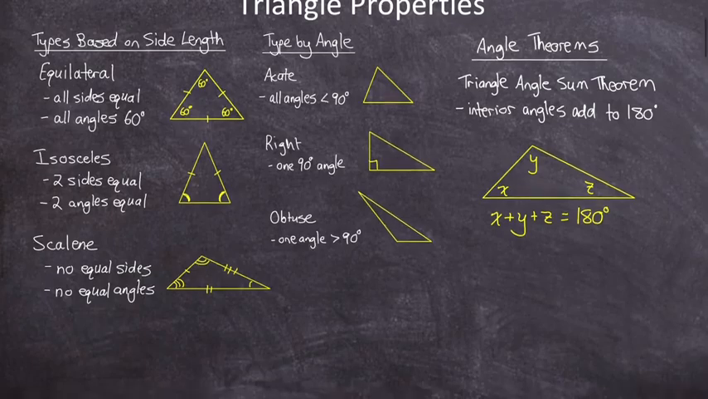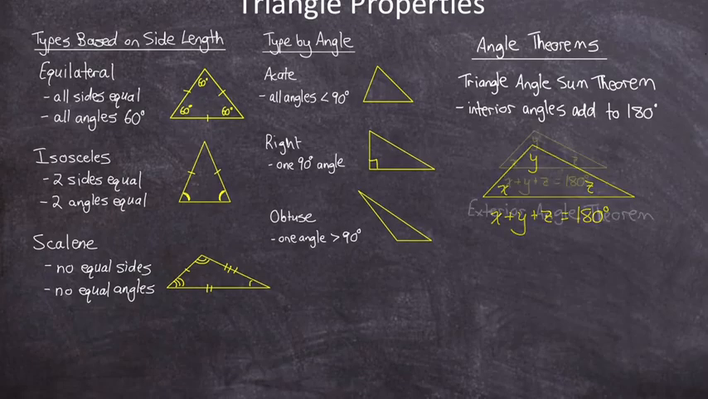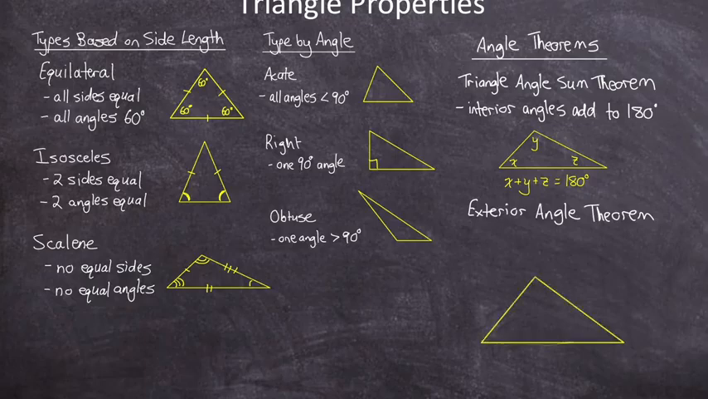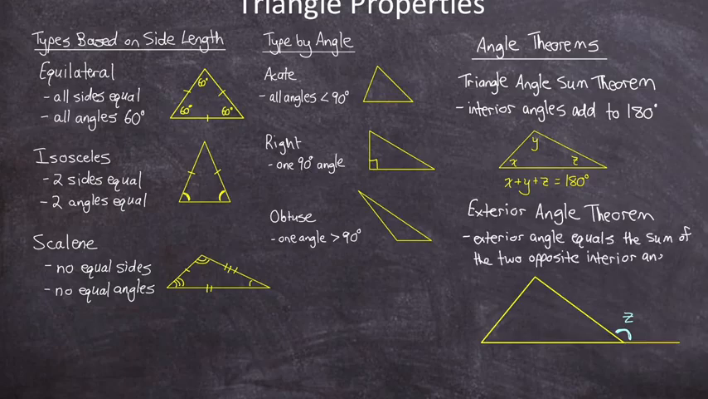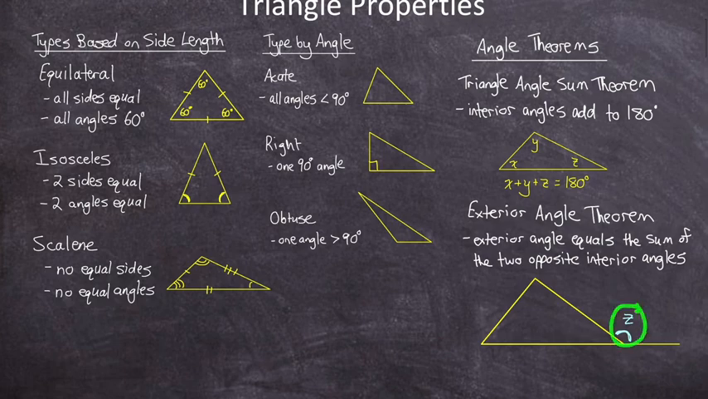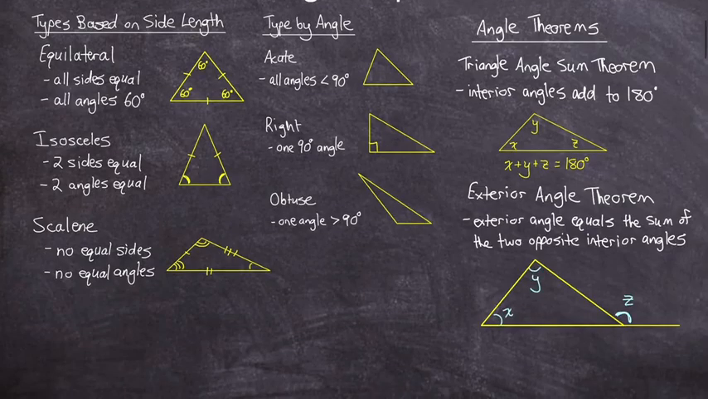And the other theorem I want to show you is the exterior angle theorem, which tells us if we have a triangle, if I were to take one of the sides of the triangle and extend it, this angle here on the outside of the triangle, let's call that angle z, that angle is equal to the sum of the two opposite interior angles. So the two interior angles opposite from angle z would be these two angles here. Let's call them x and y. Based on the exterior angle theorem, I would know that x plus y would be equal to angle z.